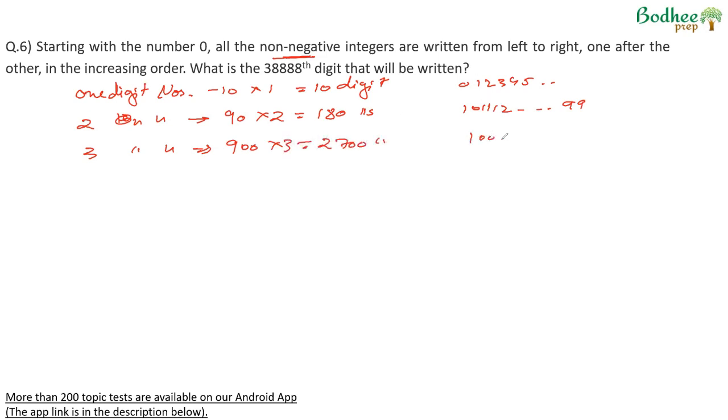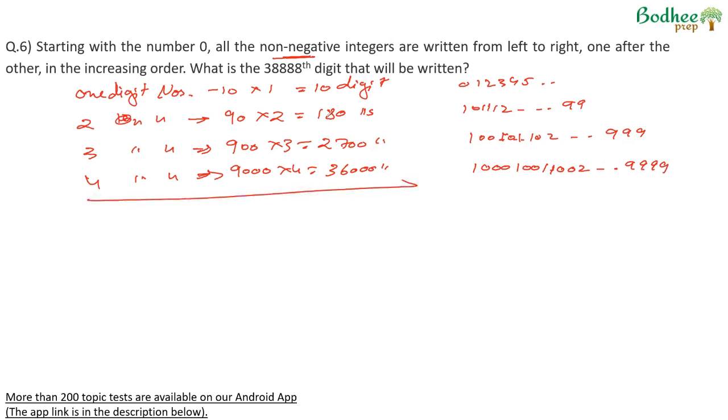When we write numbers from 100, 101, 102 to 999, if you look at four-digit numbers, there are 9,000 four-digit numbers. So 36,000 digits will be written, if we write numbers from 1000, 1001, 1002 up till 9999. Now, if we have written all of these numbers, what is the total number of digits written?